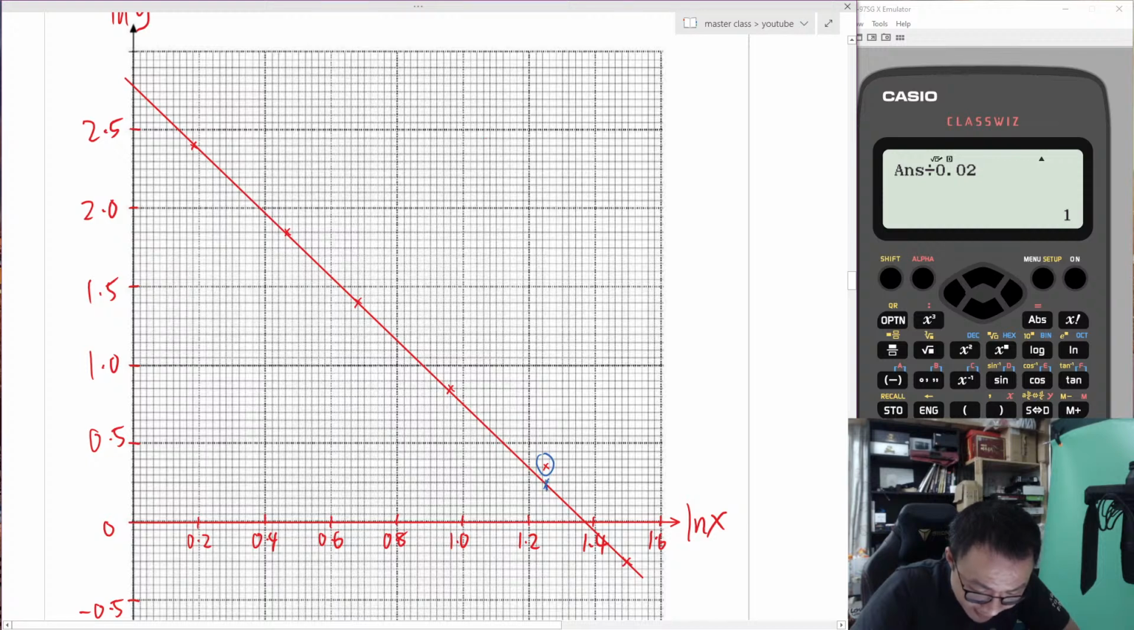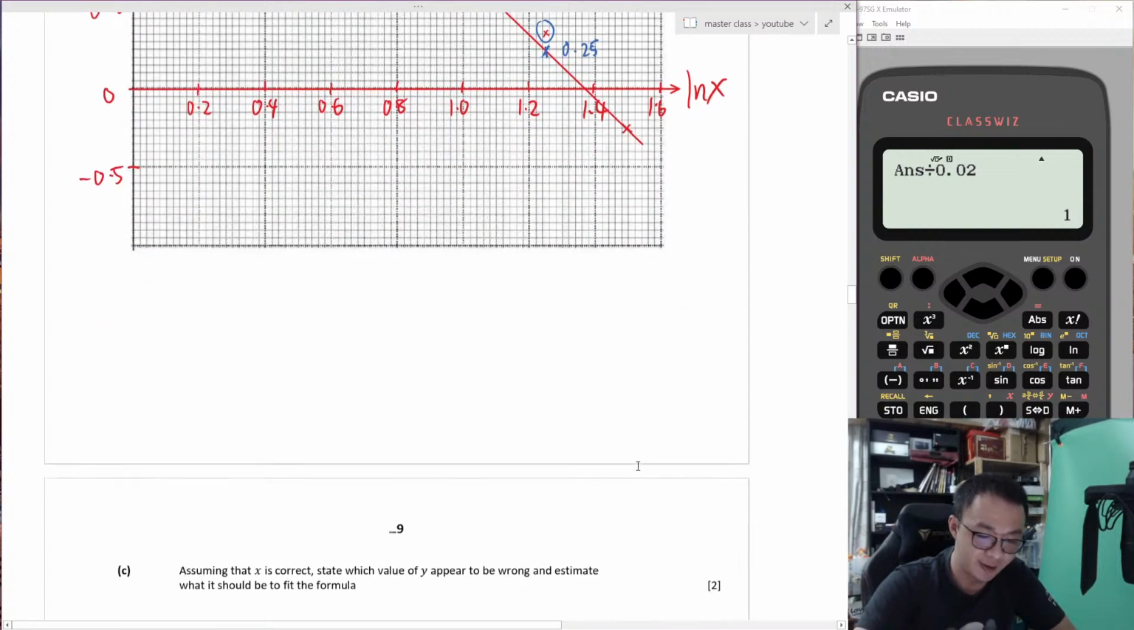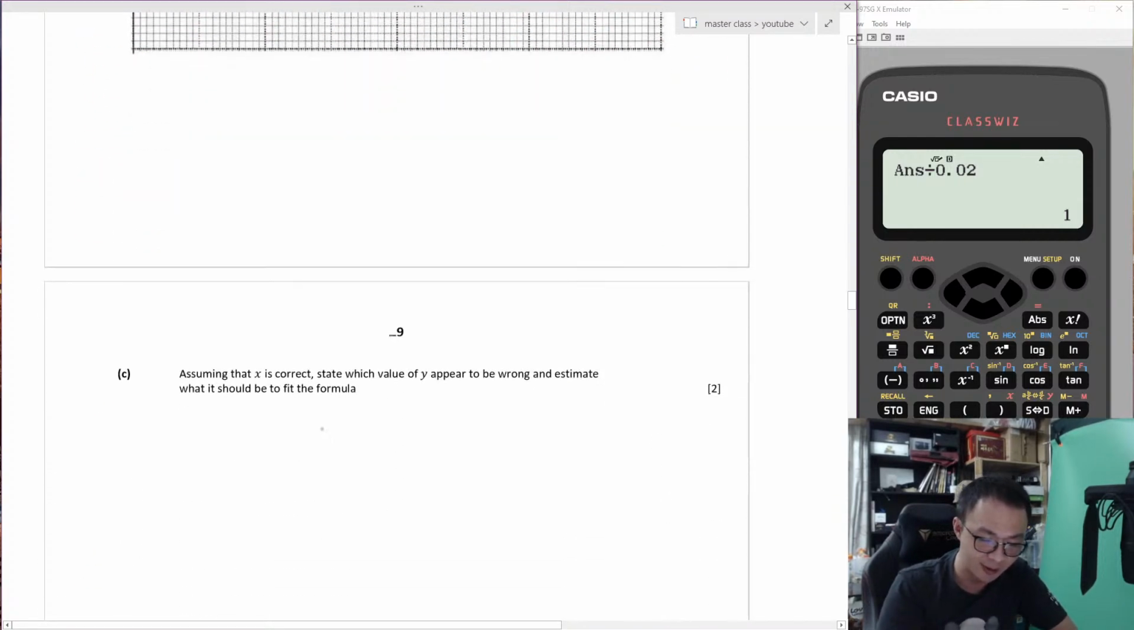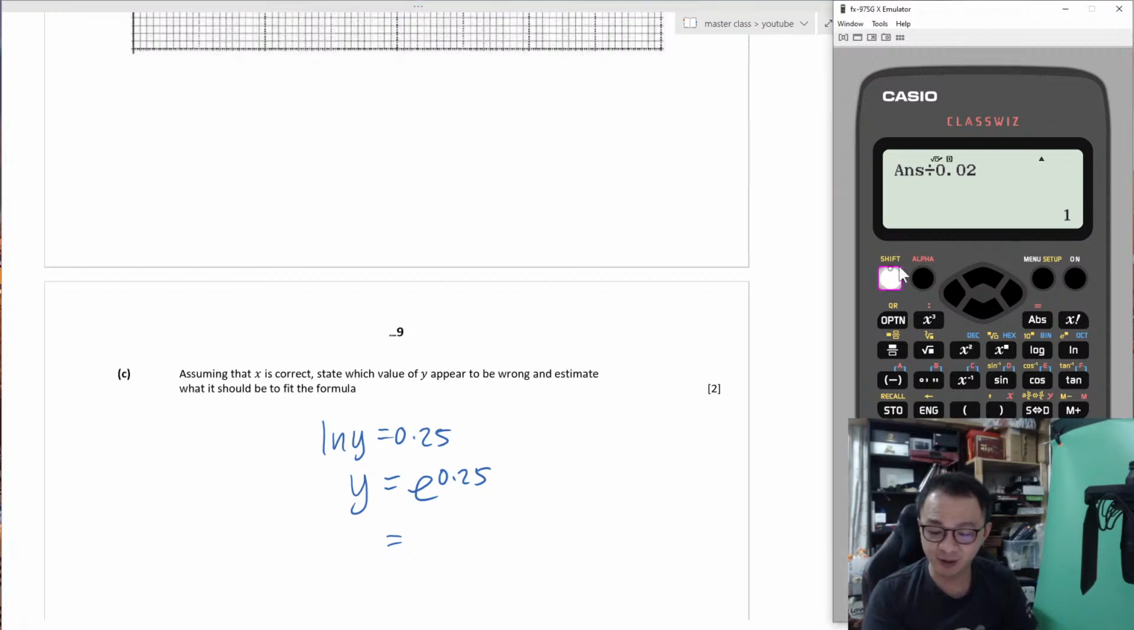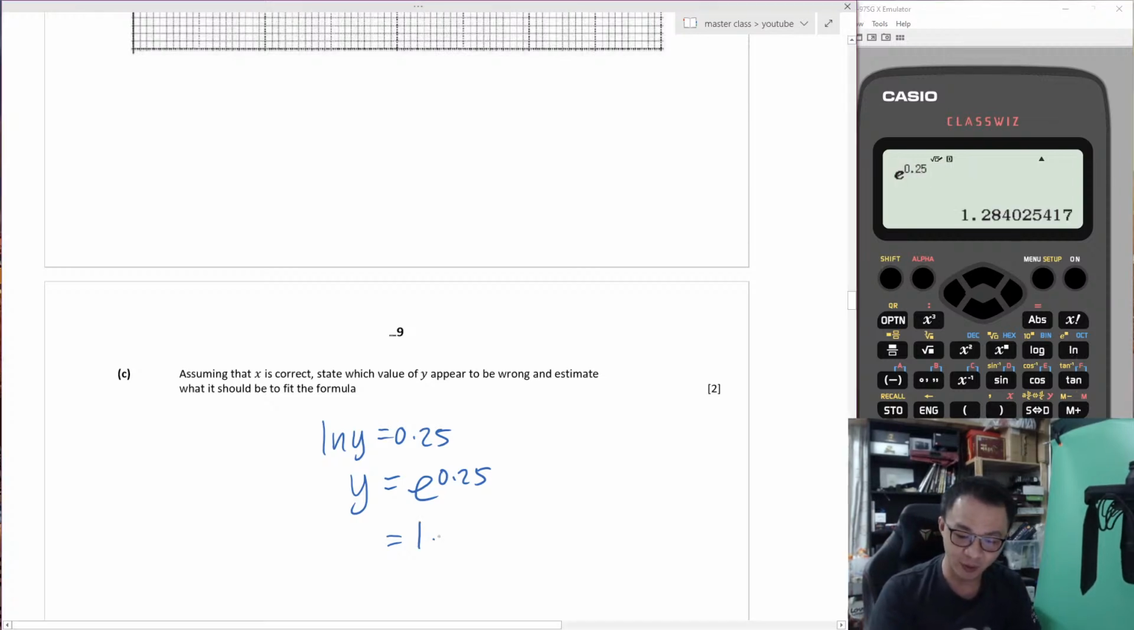So what is exactly this value? You can just read as 0.25. So just assume this is 0.25. Okay, so I will just say ln y equals 0.25, because they ask for the value of y. So my y should be e to the power 0.25. Then type in the calculator e^0.25. So it should be 1.28.